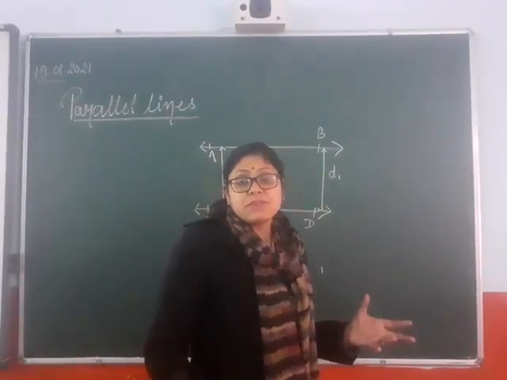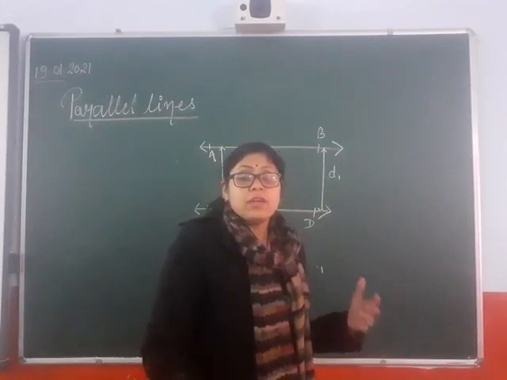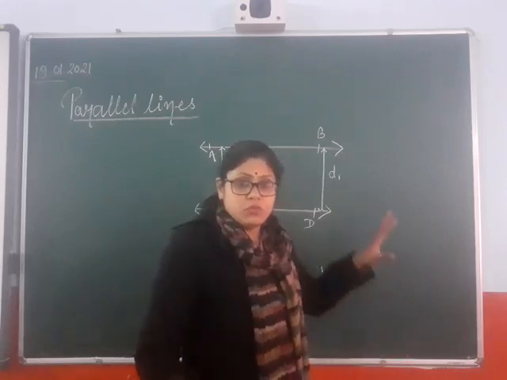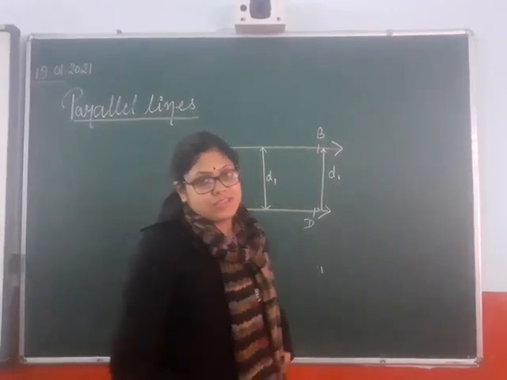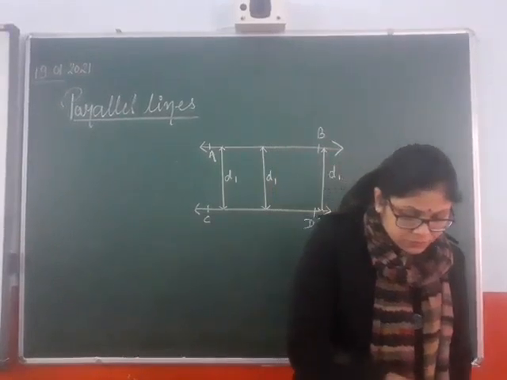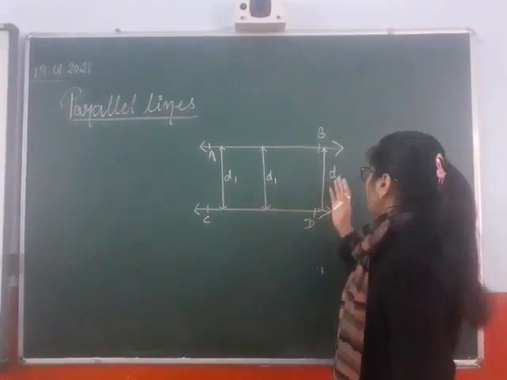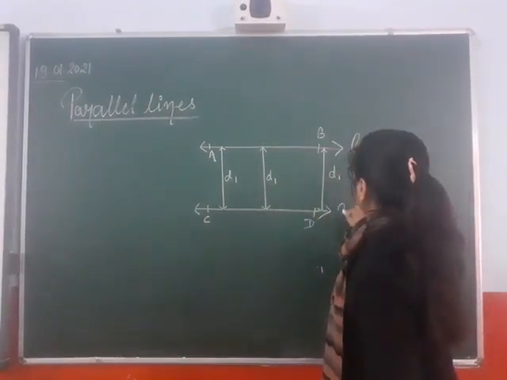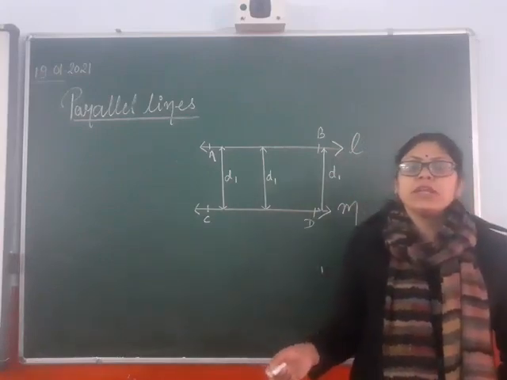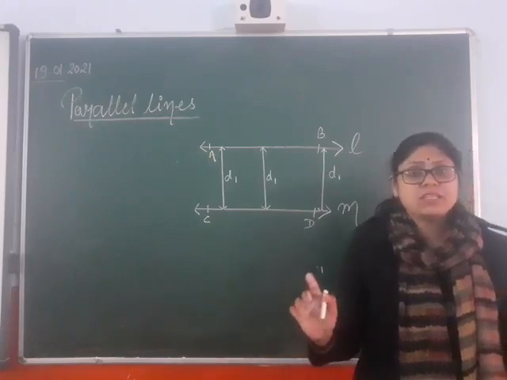Means if the distance between them is 4 centimeter, then from the starting to the end point, it will have a distance of 4 centimeter between them. Clear? So this is a parallel line. Now we will study about this. Already we have done. So either we represent it as AB or we say line L and line M. In case of parallel lines, we name the line as LM, NP, whatever you want, in small letters.